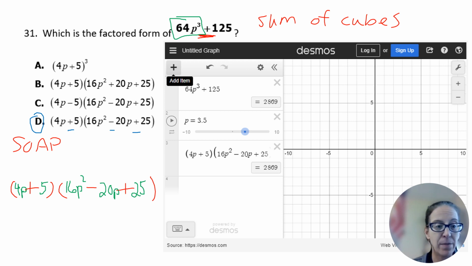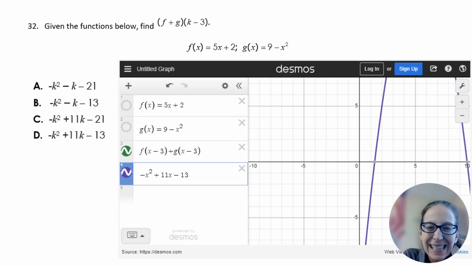And because I messed this slide up, I gotta do this the hard way. Great, so this is a trickier problem, and I debated doing this out the long algebraic way, and I didn't like that either. So my take on number 32 right off is, I think this is one I would skip and come back to. So we've got the function f of x is 5x plus 2, and g of x is 9 minus x squared. And we are asked for f plus g of k minus 3.